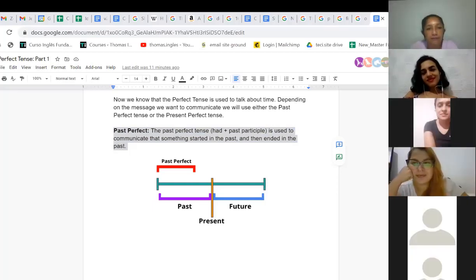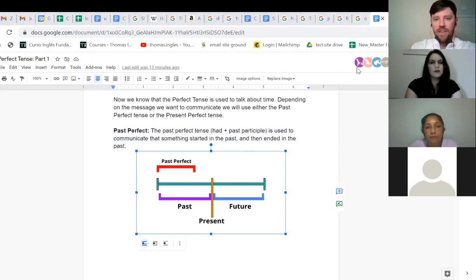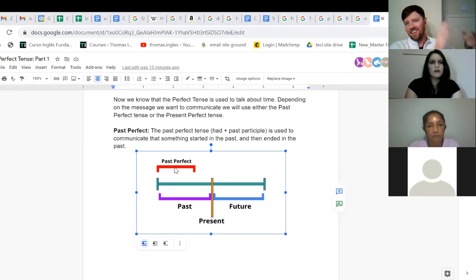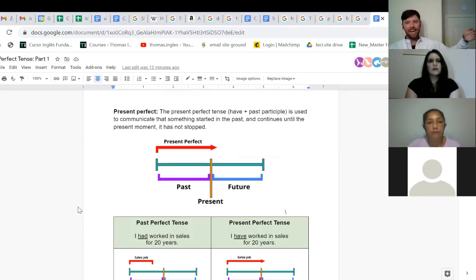So here's a little visualization for you. You can see the orange part is the present, and then there's the past here in purple, and the future is blue. And this little red line represents the past perfect tense. It started in the past and it also ended in the past. Cool. All right. So let's move on to the present perfect. The present perfect, have, so ter, no presente, and the past participle is used to communicate something that started in the past and continues until now, until the present moment.